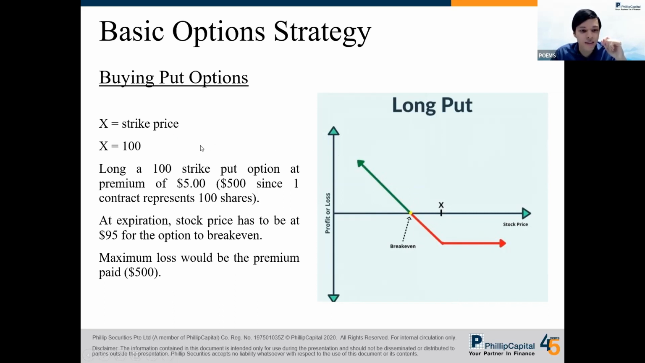We'll be using the example on the left, where you're long a 100 strike put option for a premium of $5. At expiration day, your stock price has to be at least 95 for the option to actually break even. Your maximum loss in this case would be $500, and anything below 95, you will realize a profit.